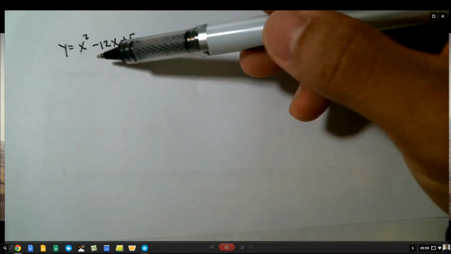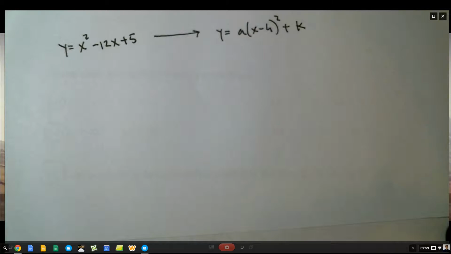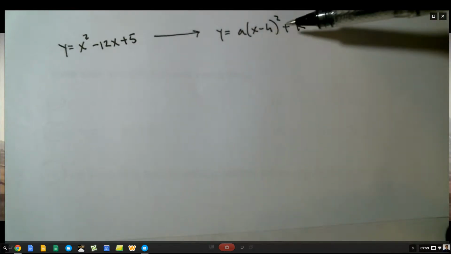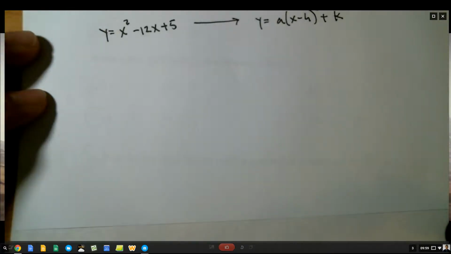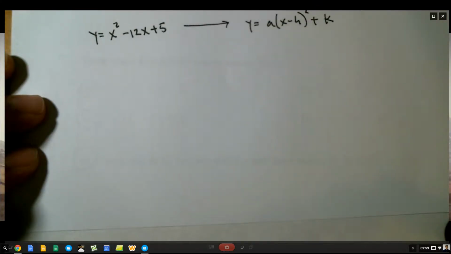So y is equal to x squared minus 12x plus 5. We're going to put this in vertex form using completing the square. Just to show you, remember a is whatever's in front of x squared. Notice that there's nothing here, okay? So we have a x squared, we have a 1 in front of it, and that's going to play a crucial role later on.